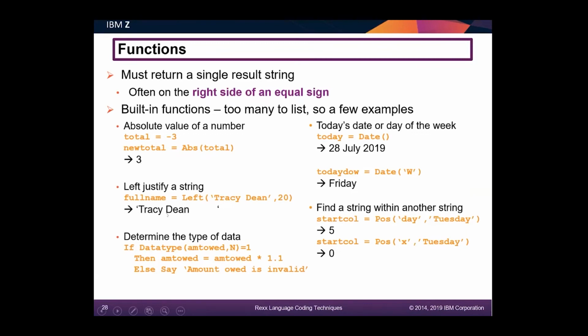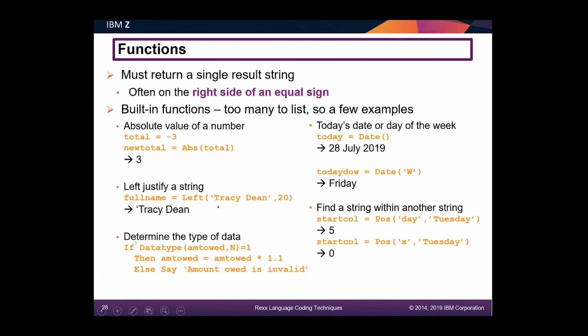If I wanted to left justify a string, I could say full name equals the left of Tracy Dean and 20. And 20 says the length of the string padded with blanks. I could have specified a third parameter here that said what padding character do I want to use. Blanks are the default, but if I wanted to use some other character, I could certainly specify that. So now the value of full name is Tracy Dean with extra blanks in here to get it to a length of 20.